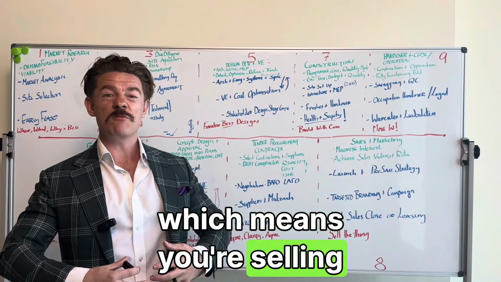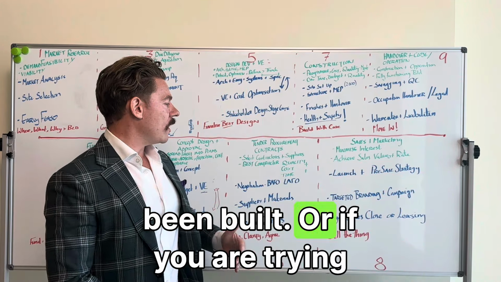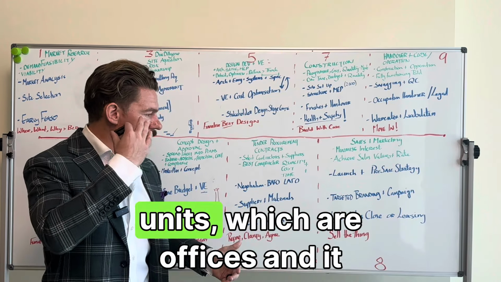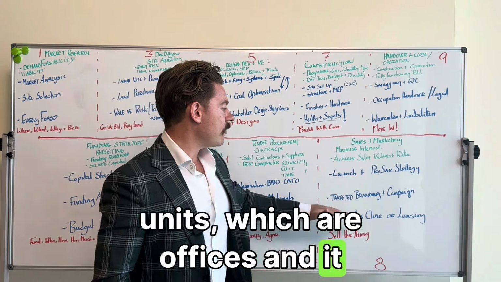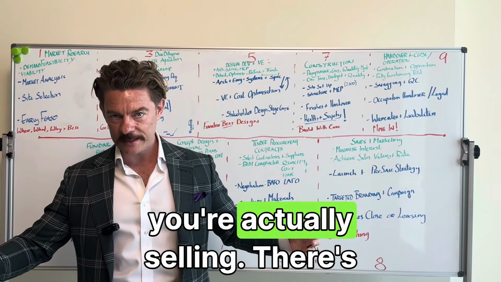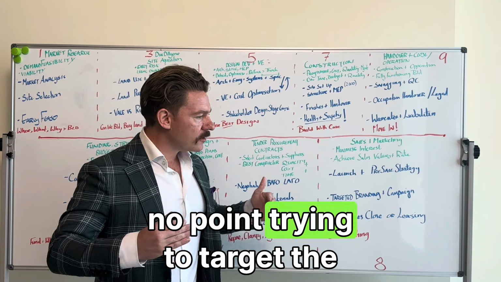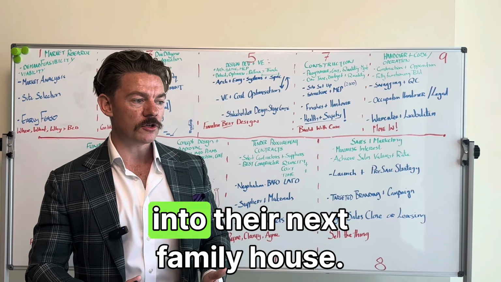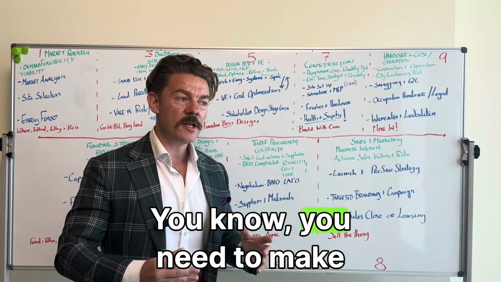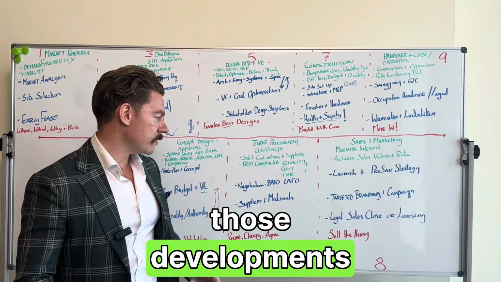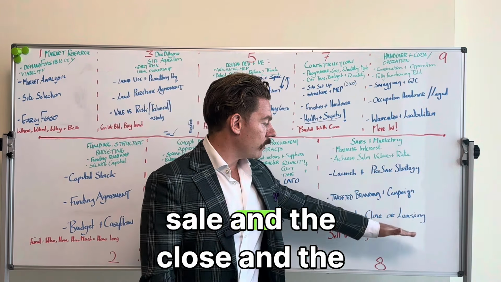And it's all about your launching strategy, your pre-sale strategy, if you're selling houses off plan, which means you're selling them before they've actually been built, or if you're trying to draw interest to a certain area for retail or commercial units, which are offices. And it really needs to be targeted branding. Can the people you're selling to afford what you're actually selling? There's no point trying to target the £1 million villas to those that just are trying to move into their next family house. You need to make sure that who you're selling to are the right people to buy those developments.